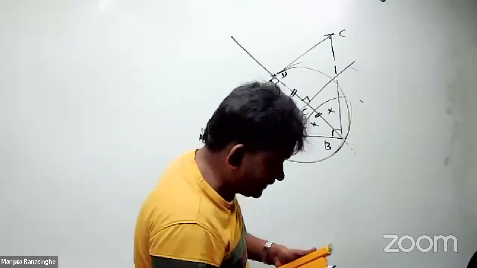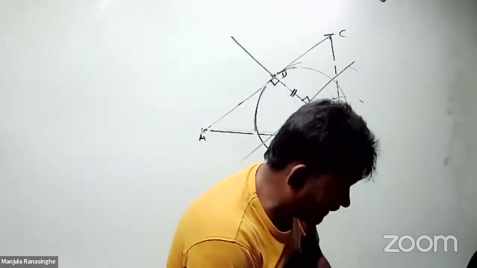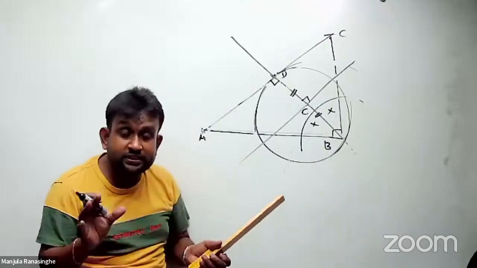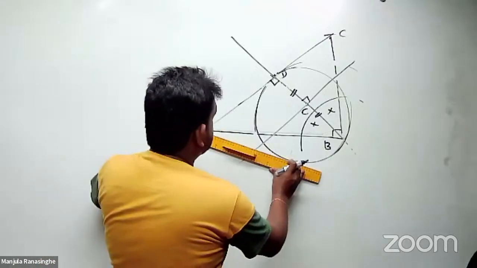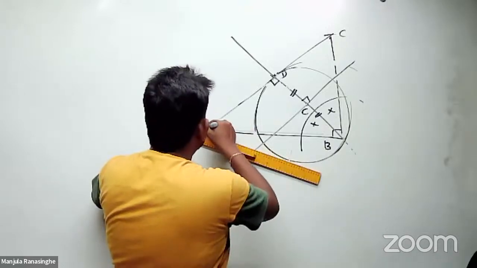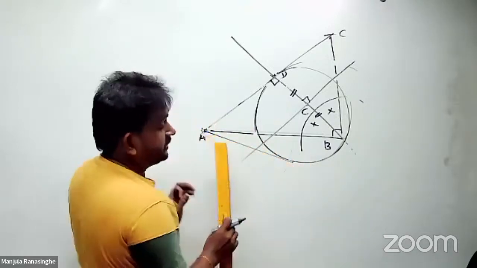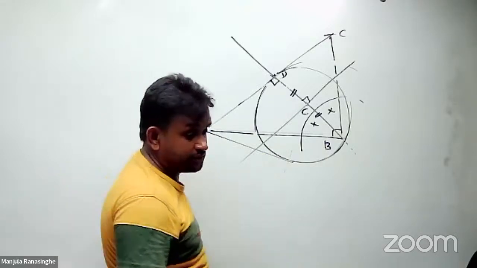Right. Now you can connect that cutting point with A, because the geometry concept is that the two tangents are equal in length. Right, from A, connect this one. So that is the next tangent to the circle.